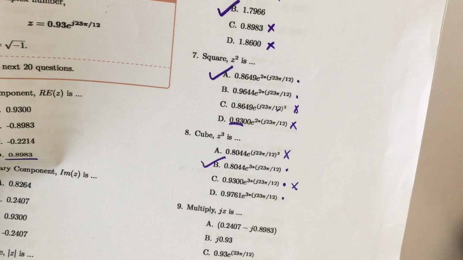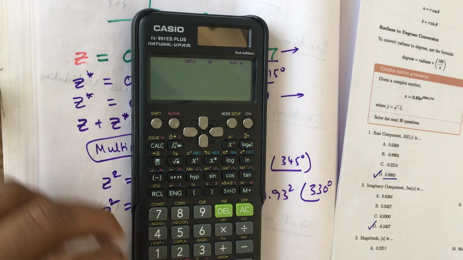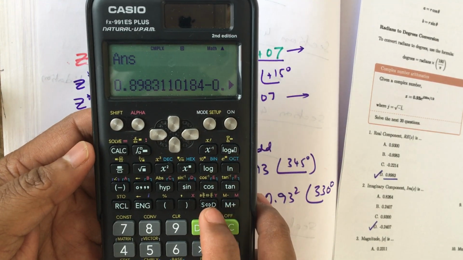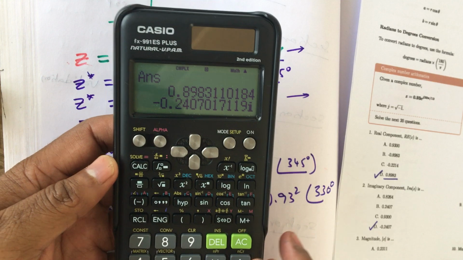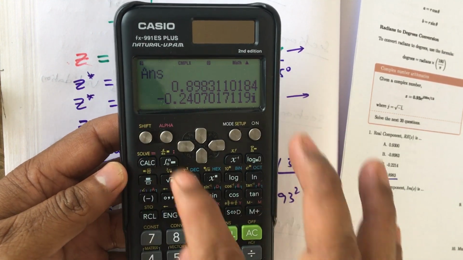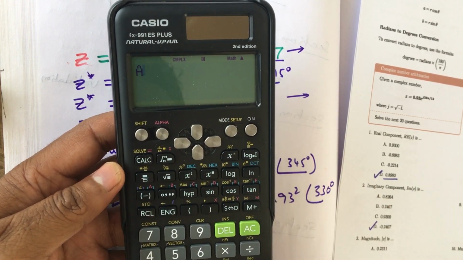Just I am writing with this one. But anyway, I will also show one more way of doing it. Here, if I say answer, my answer was already existing, right? So this was the number. I will store it. There is a storing feature, so I will say store, and then I will store it in A.